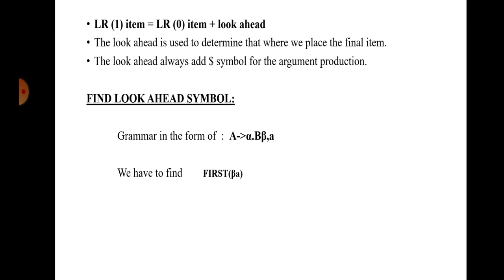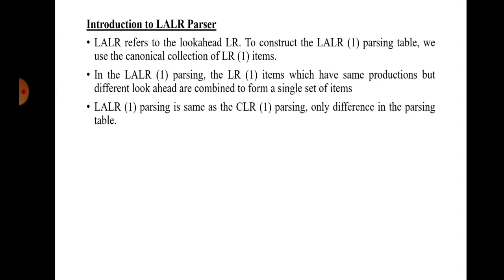So for this look ahead LR parser, we can find out the look ahead symbol. In the grammar, we have to equate the production with A tends to alpha dot B beta comma a. So we can equate this form of the production to the given grammar production. After finding beta and a, we have to find first of beta a. From this formula, we can easily find the look ahead value for this LALR parser.